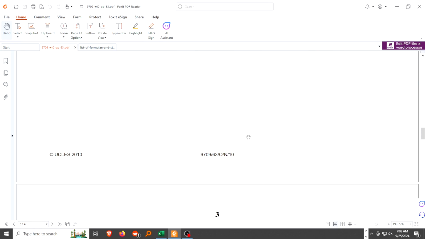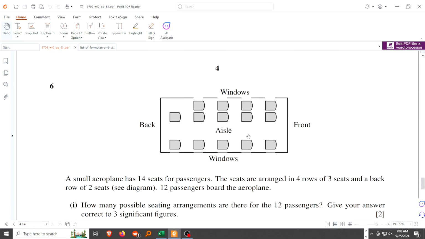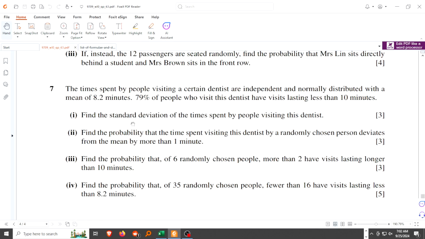of interest we find in question 7, which reads, the time spent by people visiting a certain dentist are independent and normally distributed with a mean of 8.2 minutes. 79% of people who visit this dentist have visits lasting less than 10 minutes. Find the standard deviation of the time spent by people visiting this dentist. Find the probability that the time spent visiting this dentist by a randomly chosen person deviates from the mean by more than 1 minute. That is 3 marks.